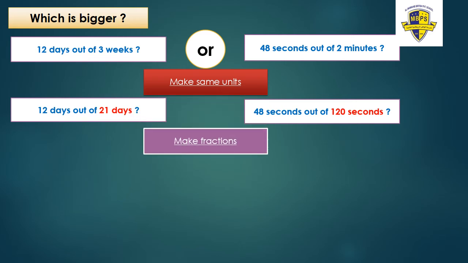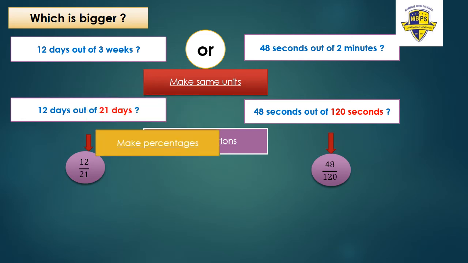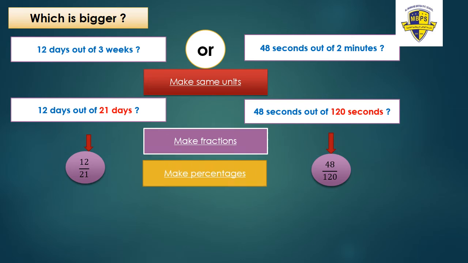First, make fractions. Here I have 12 days out of 21 days. So 12 is the part and 21 is the whole, because the number after the word of means the whole. So I will write it as the fraction 12 over 21, and here 48 out of 120. First step, we made it. So now the second step, make percentages.